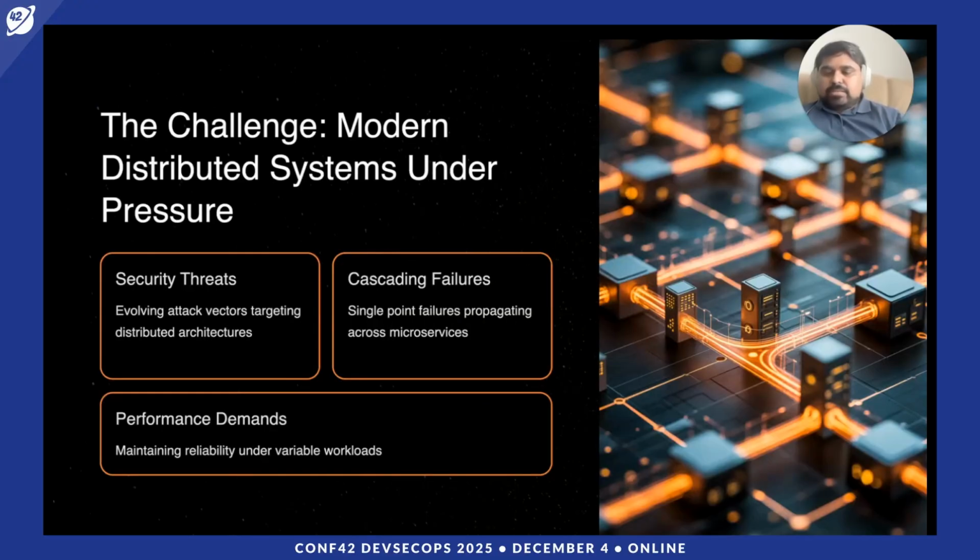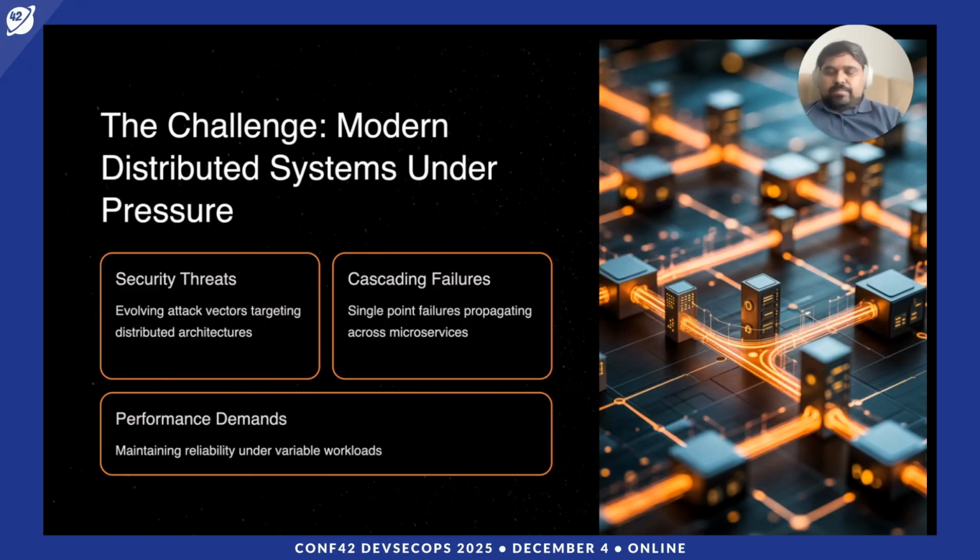So, the challenge: modern distributed systems under pressure. There are three critical pressures. One is security threats, second is cascading failures, third is performance demands. The first is related to security threats. We are seeing evolving attack vectors specifically targeting distributed architectures. For example, attackers exploit microservice boundaries where security controls are inconsistent. A vulnerability in one service can propagate across your entire mesh if not properly isolated.